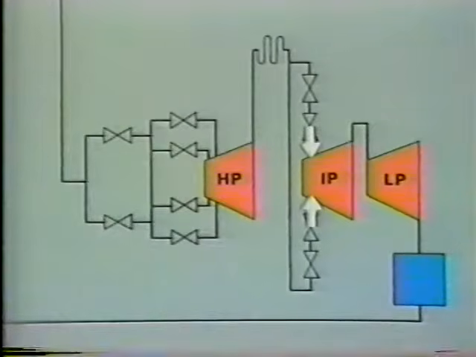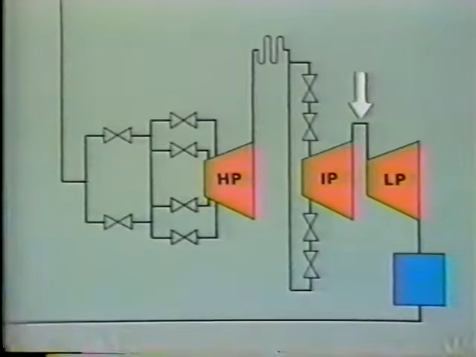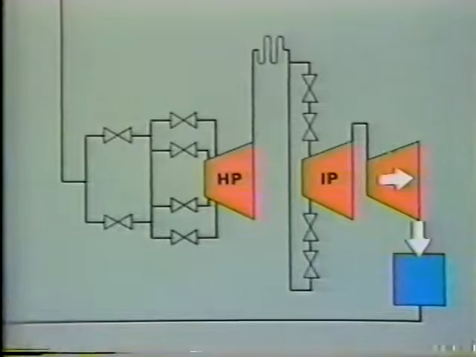The steam leaves the intercept valves and travels through the intermediate section of the turbine. Then the steam is directed to the low-pressure turbine through a crossover pipe. As you can see, there are no valves between the intermediate and low-pressure sections. The steam then flows through the low-pressure turbine stages and is exhausted to the condenser.